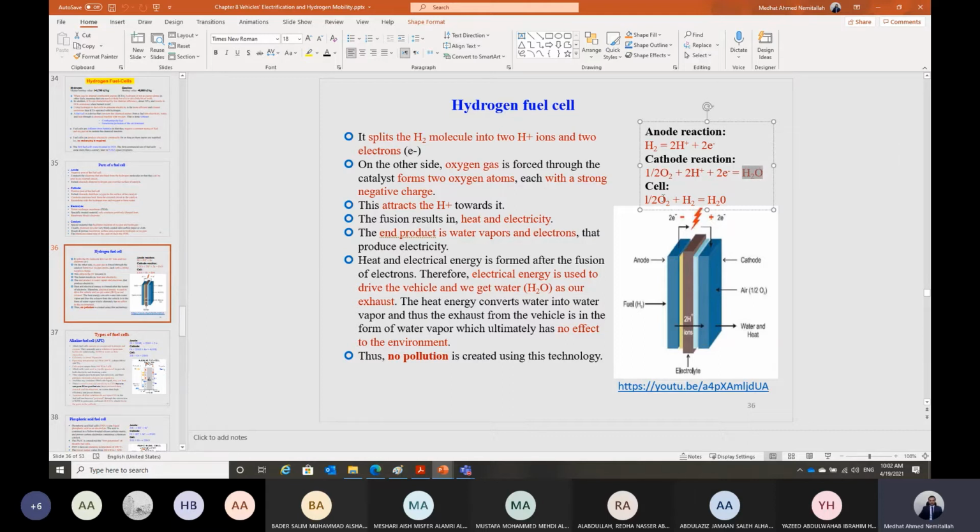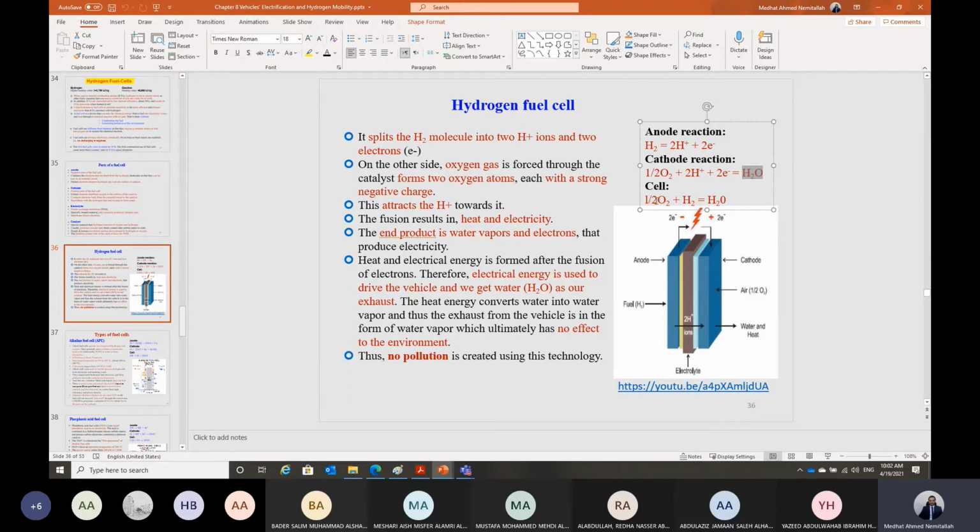So the overall reaction for this fuel cell, shabab, the hydrogen fuel cell, this proton exchange membrane fuel cell, is the most common hydrogen fuel cell, which is more prone to be applied for vehicles, and for buses working with hydrogen fuel cells.